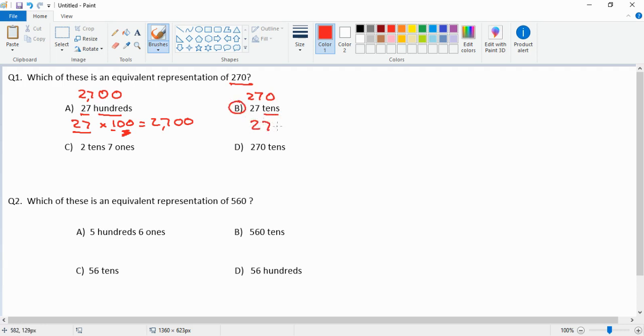The other way is 27 tens is the same as 27 times 10. 27 times 1 is 27. There's the 1 0 I left out, add that. So B is your answer there.